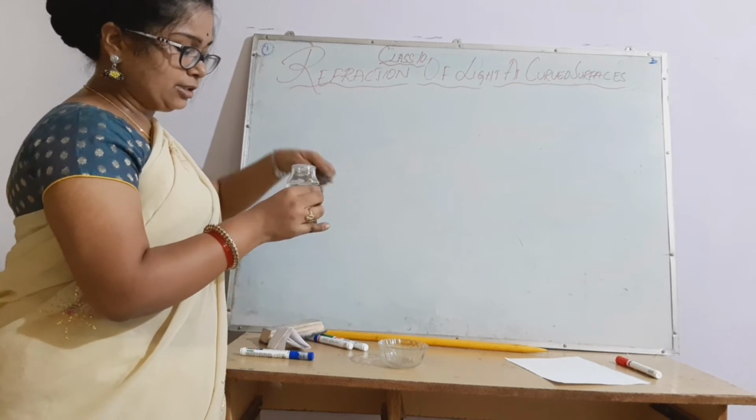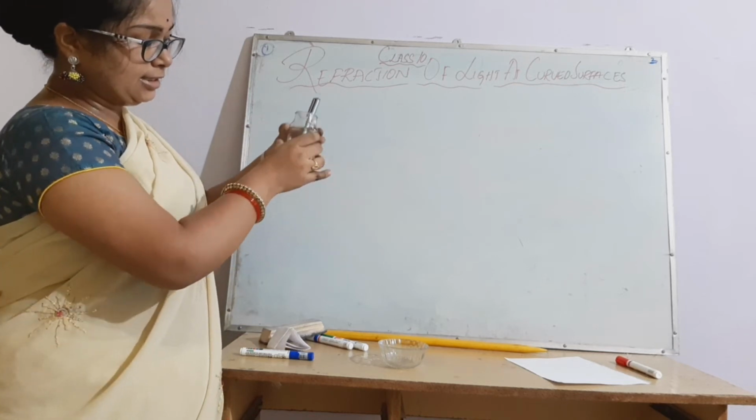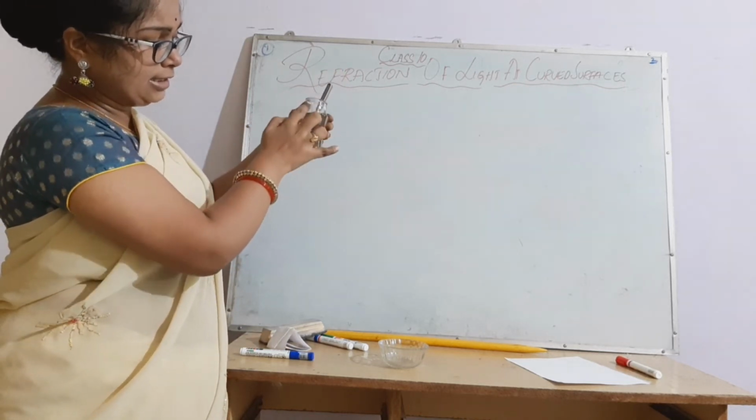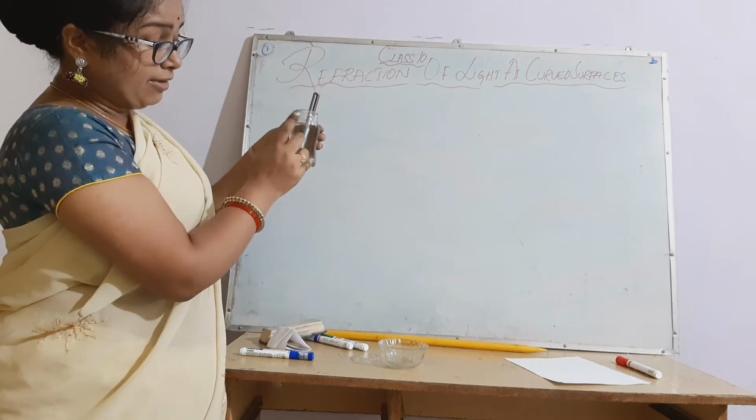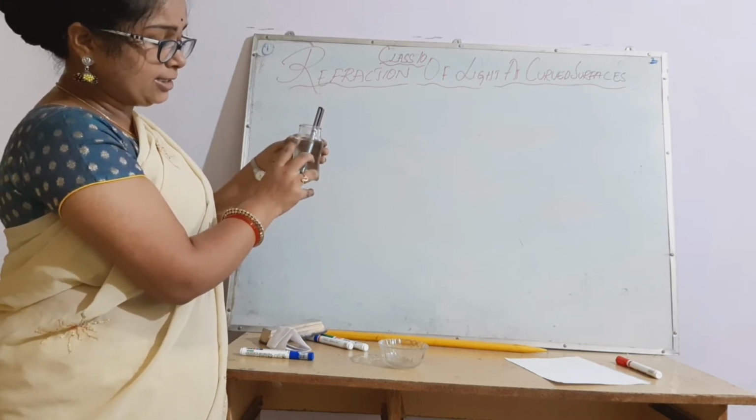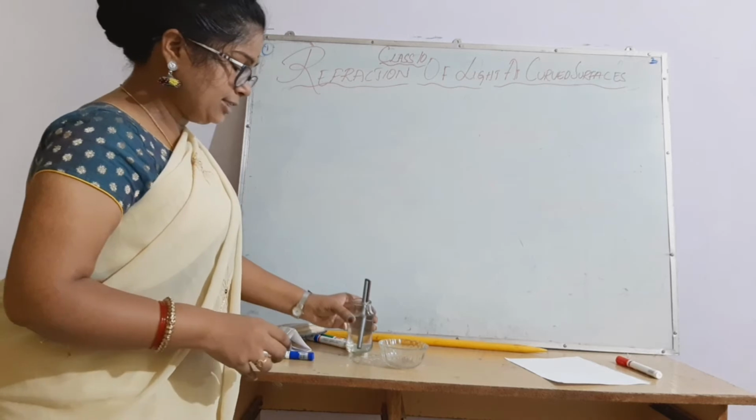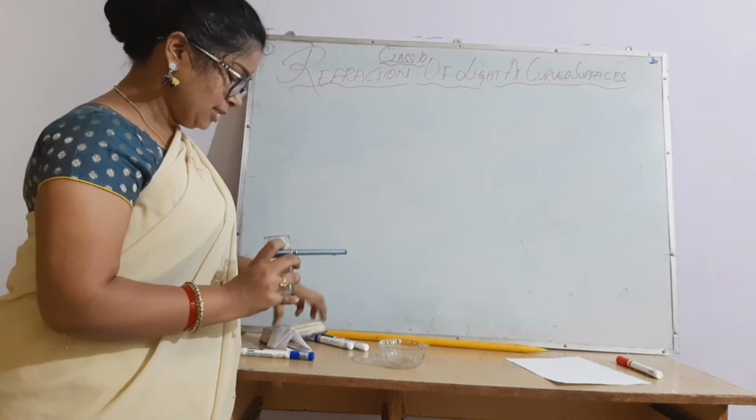And one more thing I need to show. The light changes its speed when it is entering. Where does it change? At the interface it changes. At the interface it changes the speed.